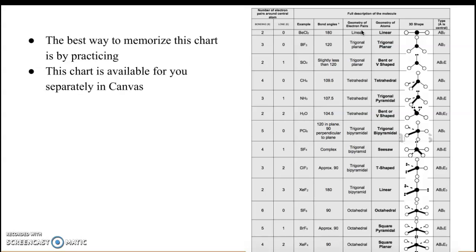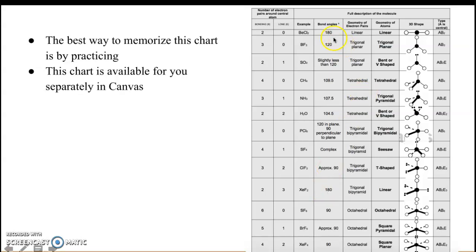Some of it starts to come easily. For example, when you have four things around your central atom, bonded or non-bonded pairs of electrons, it's called a tetrahedral. Tetra means four, so some of this does become second nature pretty quickly. And lastly, it also gives you the bond angles associated with those shapes.